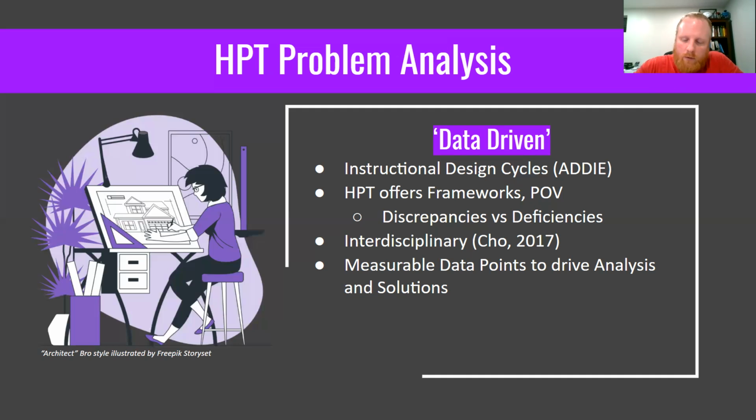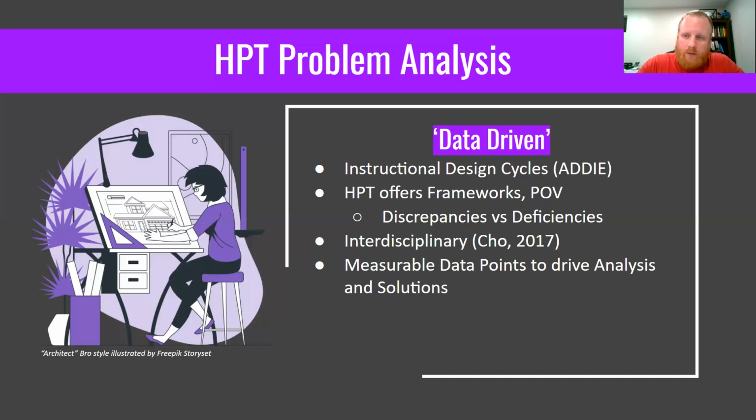The idea is we want to make sure that there's a difference between discrepancies and deficiencies. Discrepancies versus deficiencies, as described by O'Driscoll in 2015, was the idea that we don't want to identify performance issues as only deficiencies, as something that's lacking in that person. A discrepancy could be that we're not seeing the results based on what students have been trained for or what they've experienced in the past.